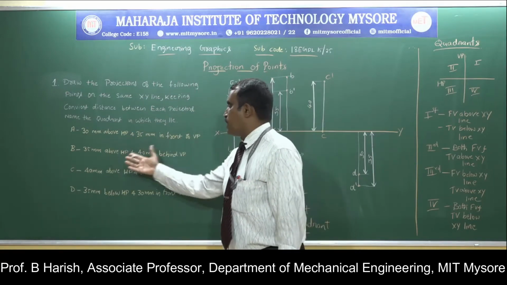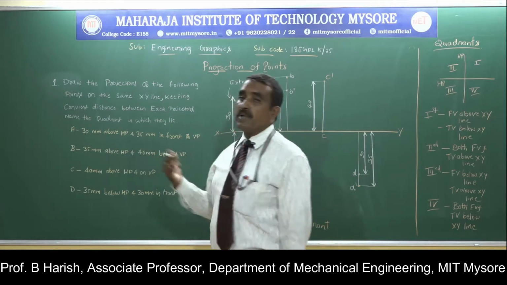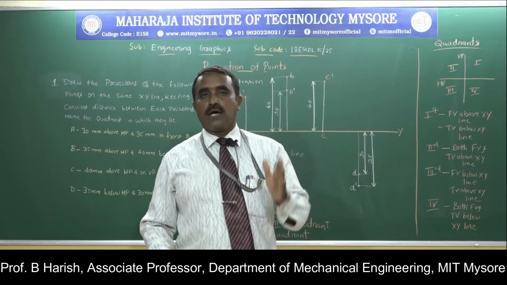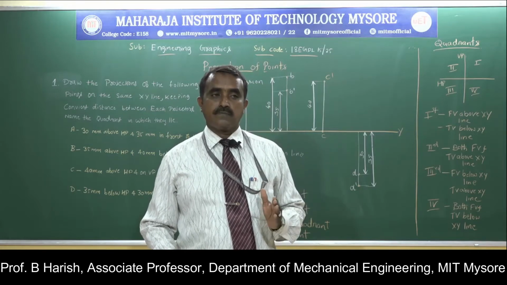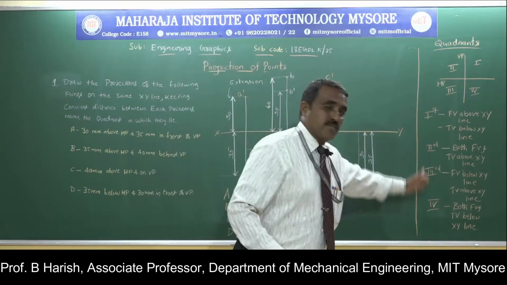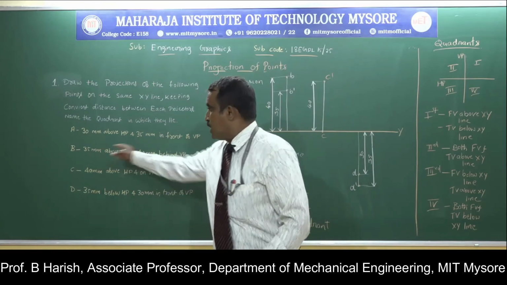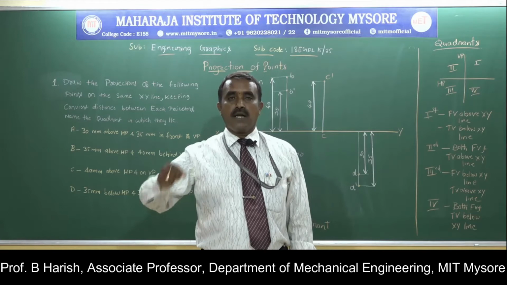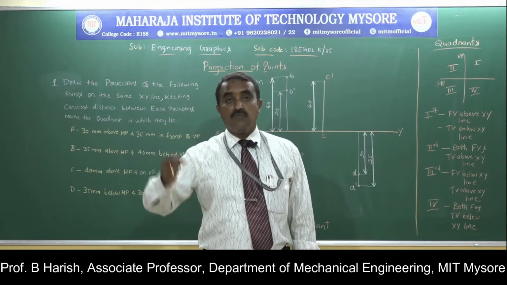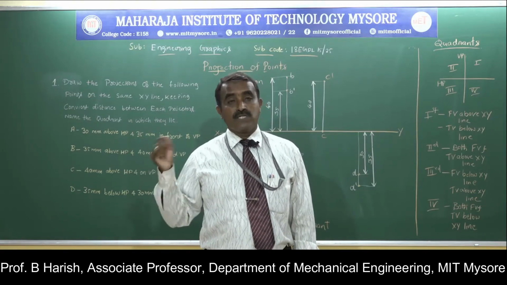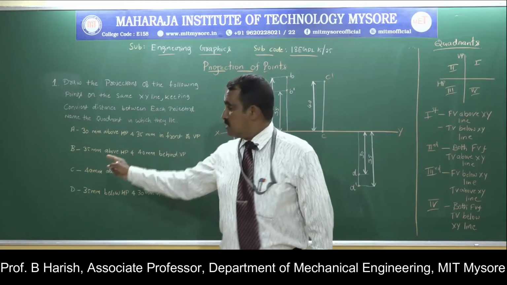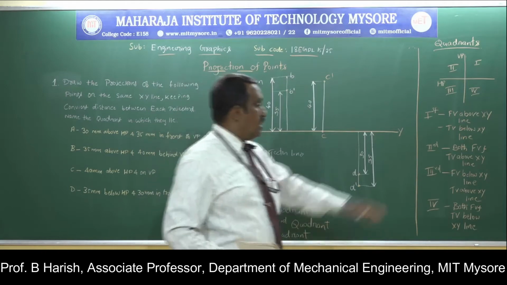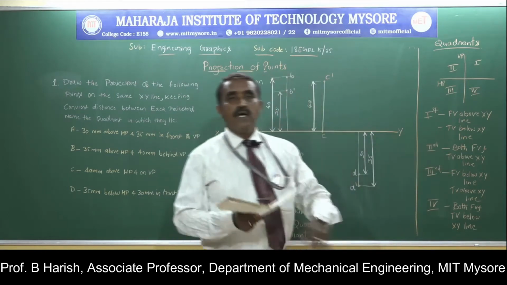It says 35 mm above HP and 40 mm behind VP. Once you read the problem, you should immediately analyze in which quadrant it lies. These things should be very familiar. So once you read the problem, 35 mm above HP, 40 mm behind VP, you should immediately imagine where the point will be, in which quadrant. In this case the point will be in the second quadrant. For the second quadrant it is known that both top and front view will be above xy line.